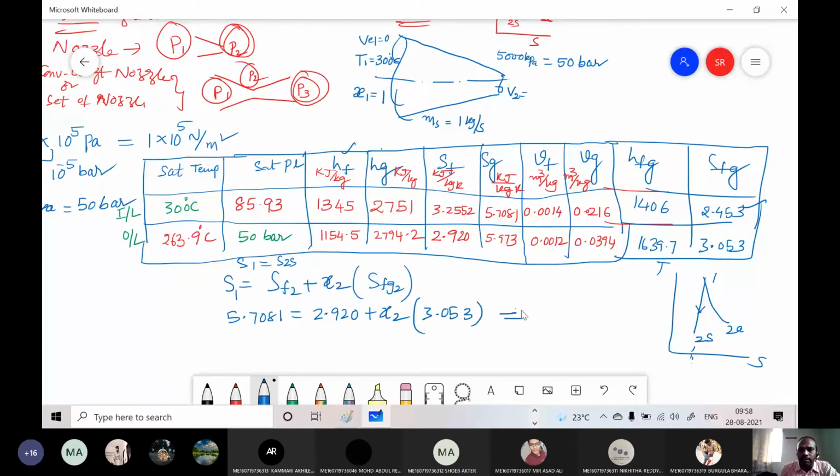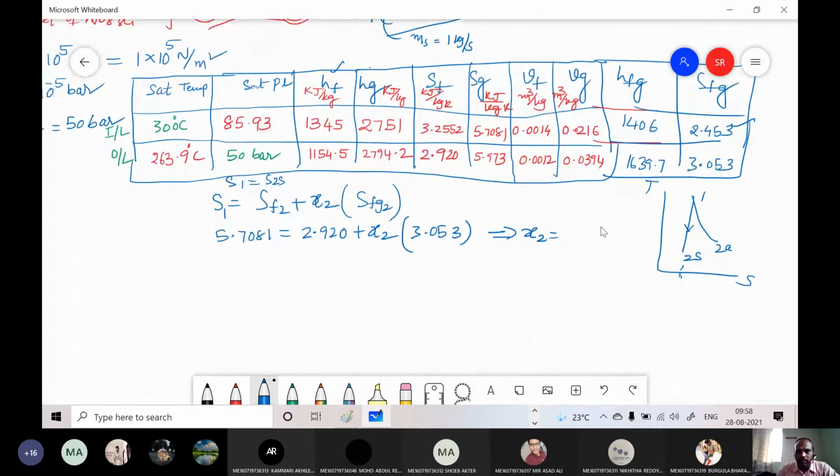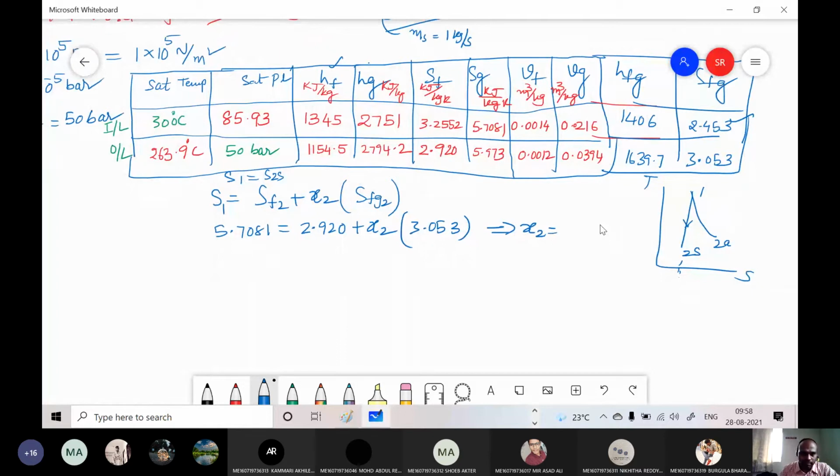What is the next fraction here? Calculate the X2 value and tell me. What is the dryness fraction? 0.912. Yes, this is less than 1, because after expansion the quality will decrease. Why am I doing all this? Because I know H1, I can take it directly as HG, but H2 I don't know. To calculate H2 I am doing all this.